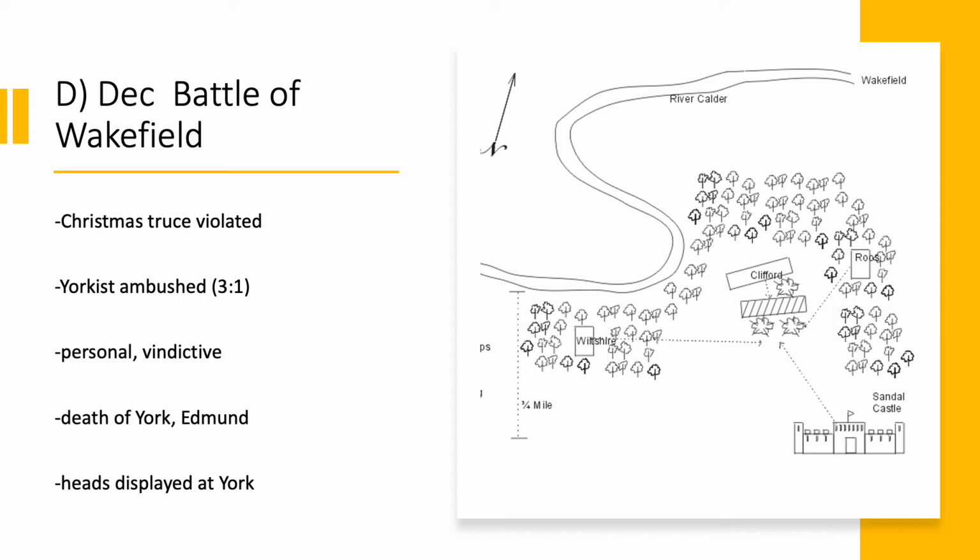His son Edmund, who's about 16 at the time, is taken prisoner. But then while he's held captive, Clifford, one of the nobles on the Lancastrian side, looks for him, searches him out, and then personally slits his throat. So it's becoming very vindictive. Clifford holds York accountable for the death of his own father, and so revenge really plays a huge role in all of this conflict.